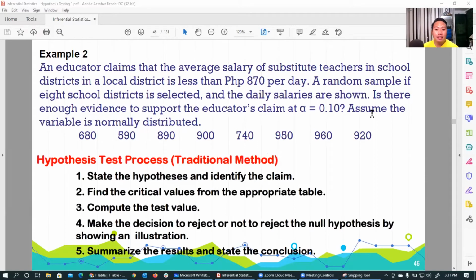Degrees of freedom, guys, is only used when you're using t-tests. There's no degrees of freedom for the z-test.